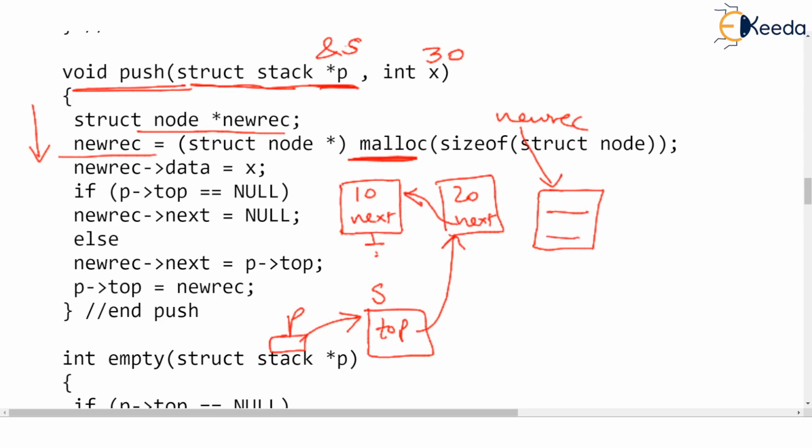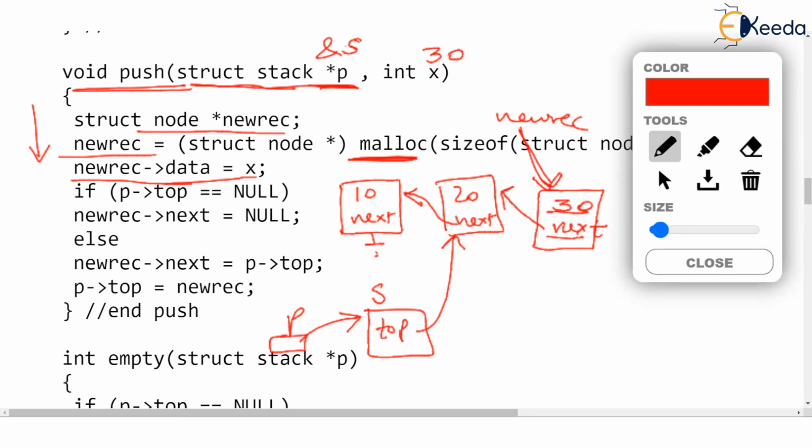The next line says newrec arrow data should be 30. This is the data field which I am now putting as newrec arrow data is 30. Now talk about next. What do you say? Newrec arrow next should point to 20, agreed? Correct. Newrec arrow next should point to 20. I hope you are understanding. But how will you do this? How will you make this newrec arrow next point to 20?